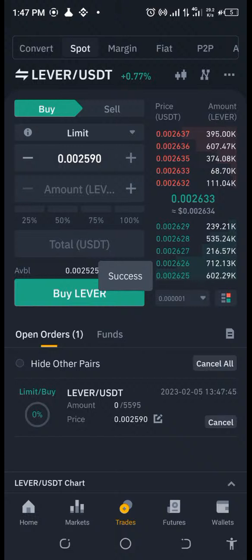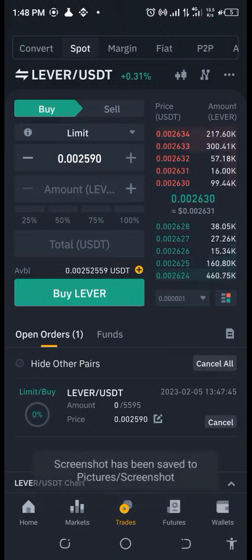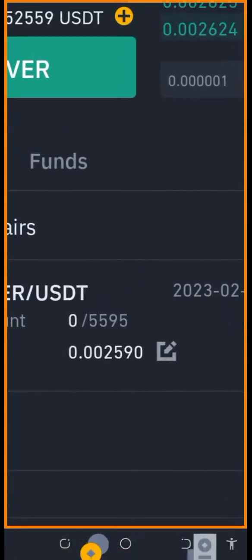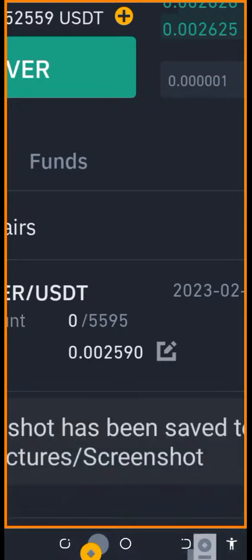You will see that we're in the queue right now. We'll come back and check this in 1 hour, in 2 hours, and in 3 hours, and see what exactly the difference is. Let's take a screenshot right now. We're buying at this price, 2590. Let's see how many of that we got, and then let's just take that screenshot. All right, so that's it.